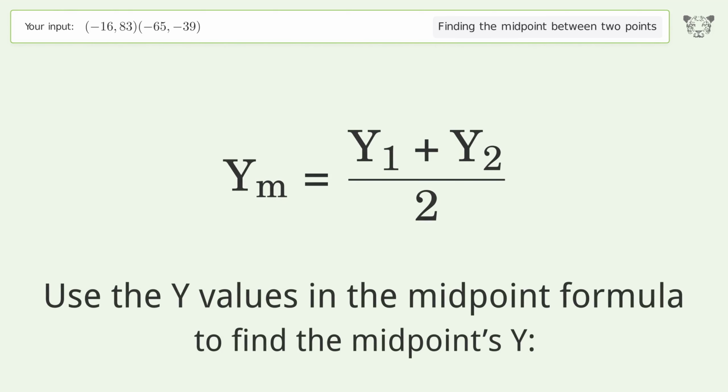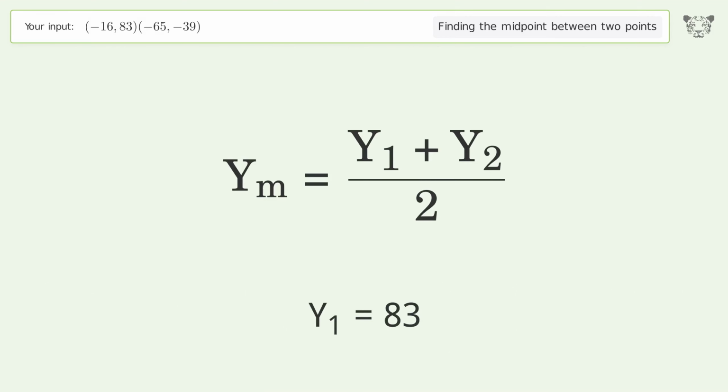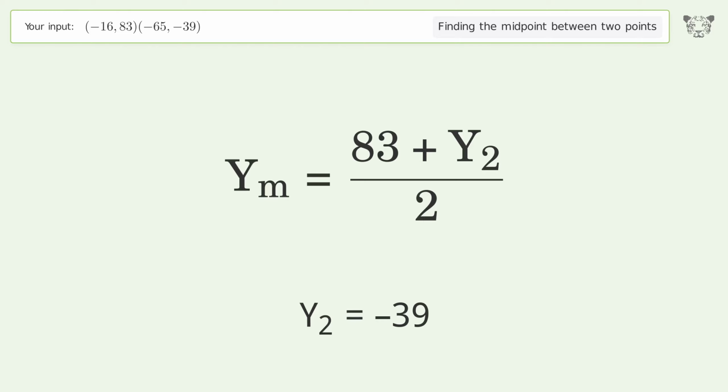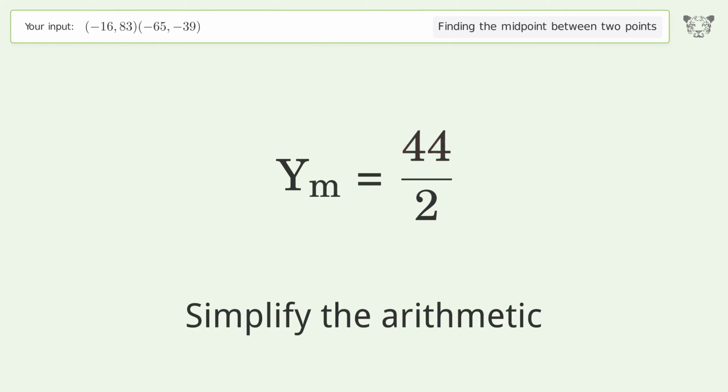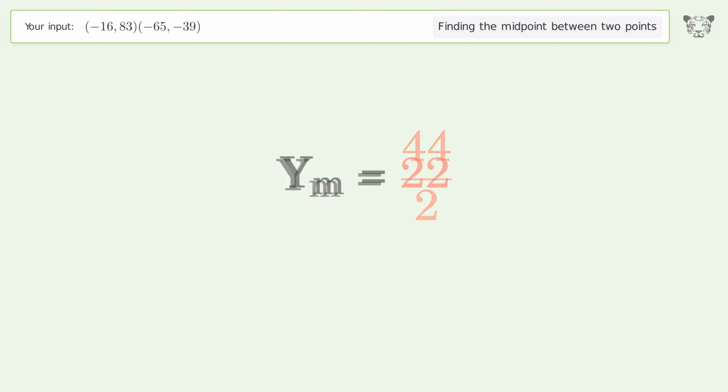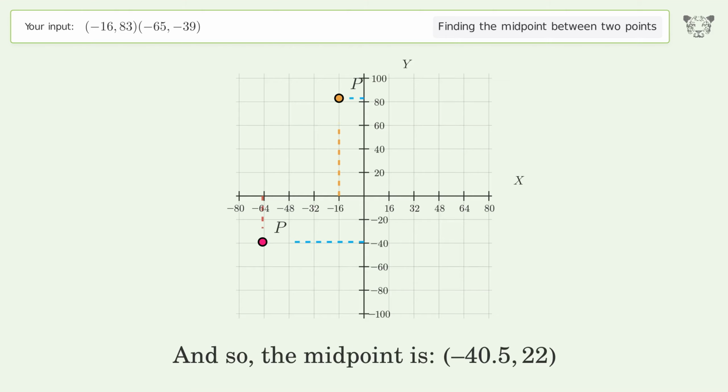Use the y values in the midpoint formula to find the midpoint's y. y1 equals 83. y2 equals negative 39. Simplify the arithmetic. And so, the midpoint is negative 40.5, 22.